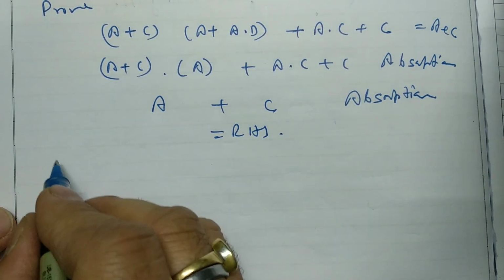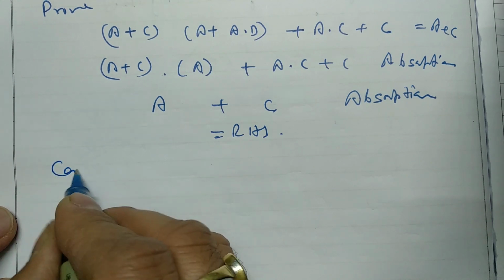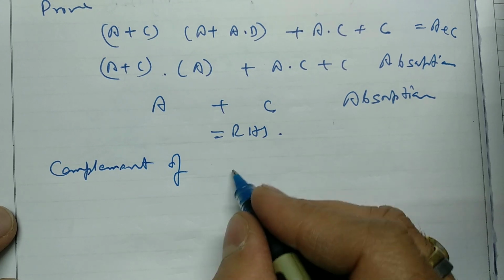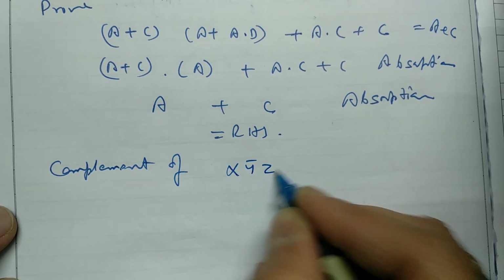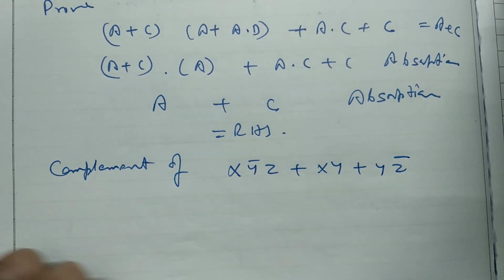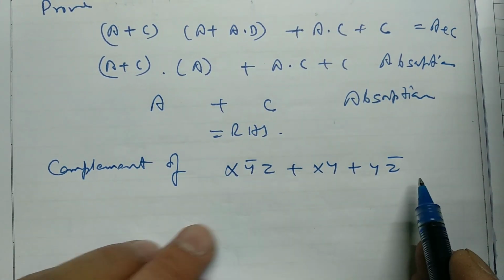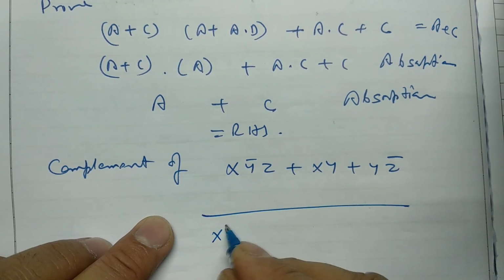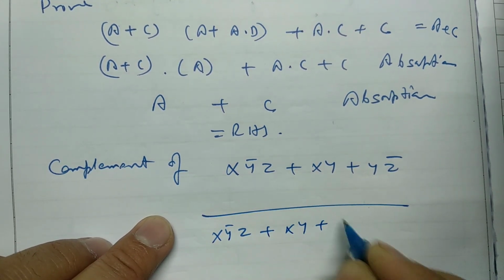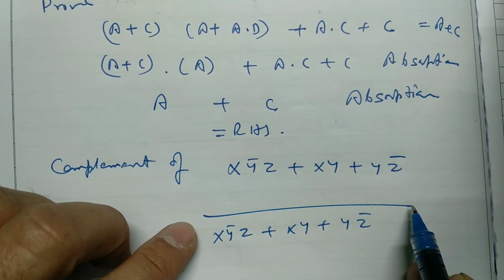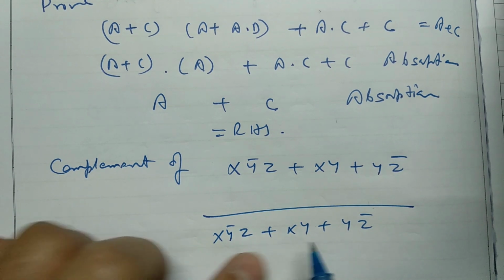Now there can be a different type of question. Find the complement of x y naught z or xy or yz naught. Complement of means when you find the complement of any term, you have to put a complement on that term. Now break the line, change the sign. You break this into how many parts? 3 parts. 1, 2, 3.